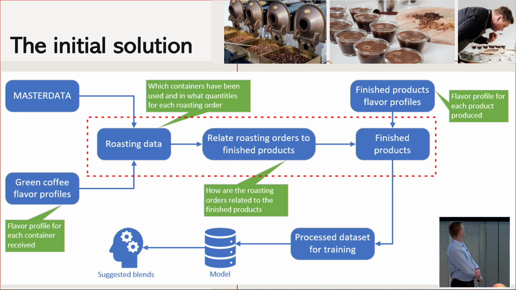So we have built a way to relate the flavors and other characteristics of our raw materials up against the flavor profiles of our finished products. And this whole relation is what we're trying to utilize to teach an AI model how to predict the flavor profile of a finished product.